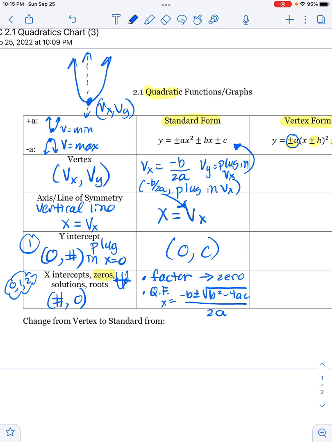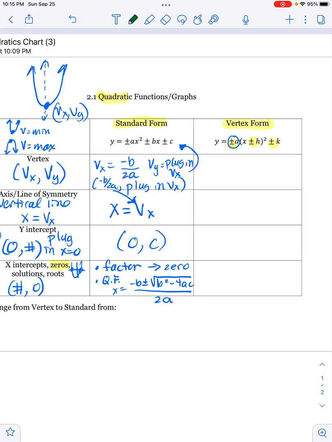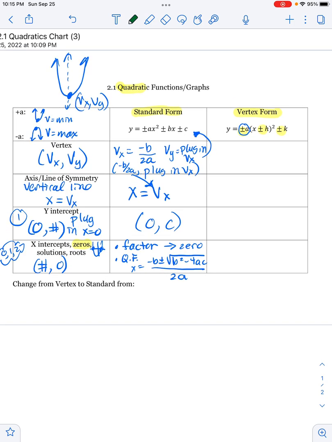So that's how you're going to locate all of the things that your parabola has if it's in standard form. That's all review from last time. What if it's in vertex form? Well, the reason vertex form is called vertex form is you can tell where the vertex is by looking at it, and it goes back to the knowledge that you had from last week.